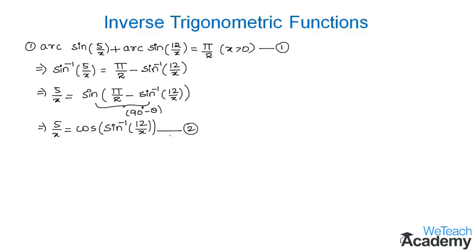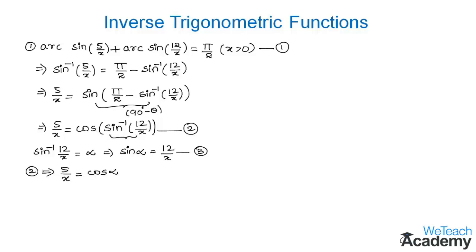And now let us replace the value of sine inverse 12 by x as alpha. So sine inverse 12 by x is equal to alpha, then the trigonometric function would be sine alpha is equal to 12 by x. So let us name this equation as equation 3. So the equation 2 would become 5 by x is equal to cos of the value which is sine alpha. And now let us write cos alpha in terms of sine. So we get 5 by x is equal to under root 1 minus sine square alpha. So by using equation 3 over here, we can substitute the value of sine alpha.